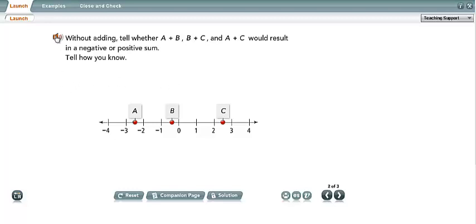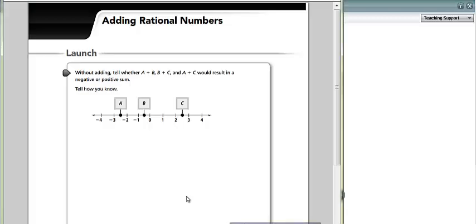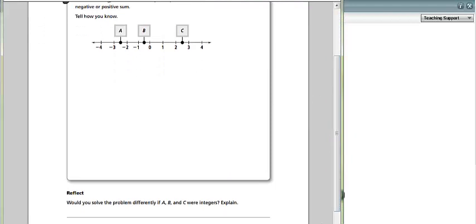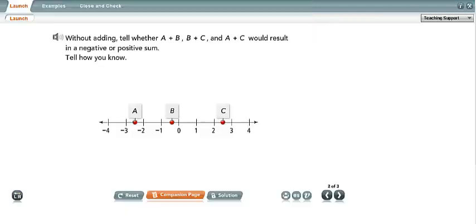Okay, let's go ahead. Without adding, tell whether A plus B, B plus C, and A plus C would result in a negative or positive sum. Tell how you know. Okay, so ladies and gentlemen, at this point you need to turn to your companion page in your book, 4-3, adding rational numbers, and go ahead and try this. Pause the video. When you're done, please go ahead and hit play.